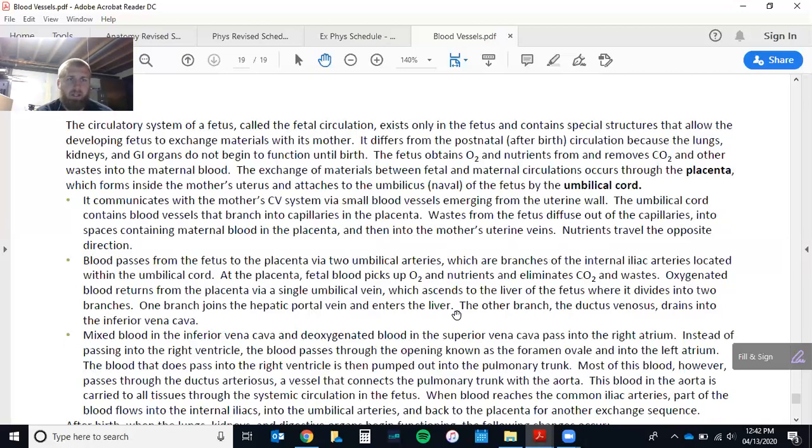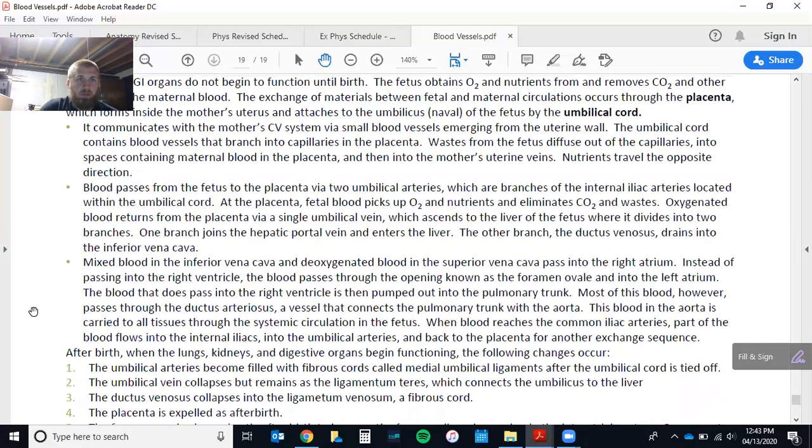And the placenta is a sac that develops inside the mother's uterus and attaches to a baby's belly button, what we call the umbilicus or navel. Now the belly button itself is the remnant or scar that's left over once that umbilical cord has been cut. And so communication with the mother's cardiovascular system occurs by way of small blood vessels emerging from the uterine wall. The umbilical cord contains blood vessels that branch in the placenta. Waste from the fetus diffuses out of the capillaries into spaces containing maternal blood in the placenta and then into mom's uterine veins. Nutrients are going to travel the opposite direction.